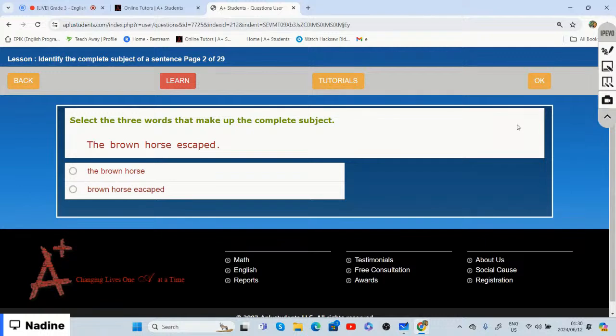The brown horse escaped. We need to select the subject within that sentence. So we need to select three words that make up the subject. Is it the brown horse, or is it brown horse escaped? What is our subject within our sentence?